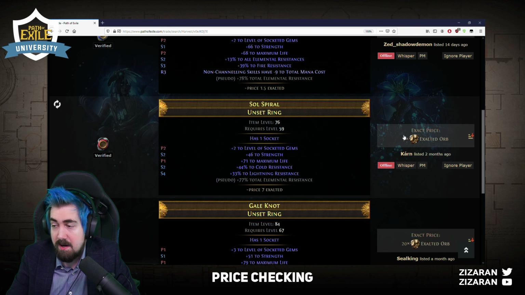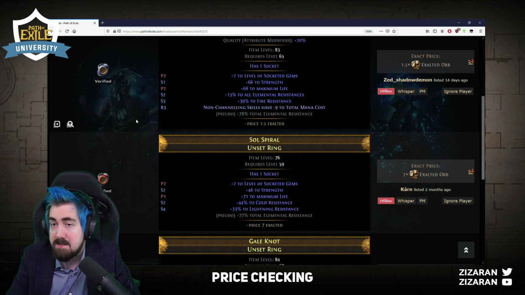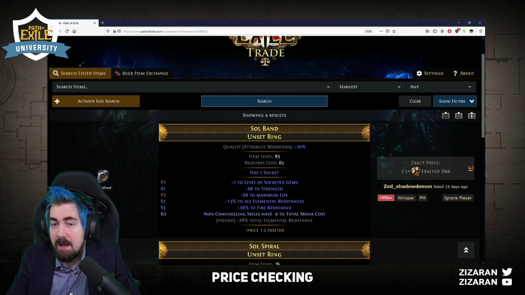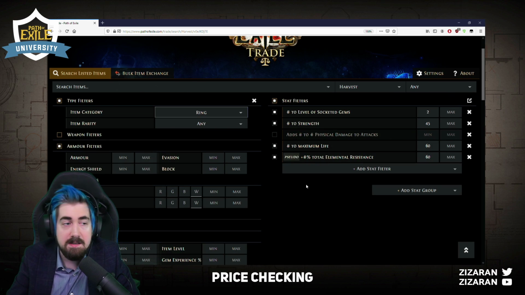This is listed too high. I would say it's probably worth, I would have tried 2 or 3x for this because it is insanely nice. But you do have to sell it, right? This never sold. 2 months ago, 7x, it never sold. The 46 strength is pretty nice. Yeah, it's a very, very nice ring. And the hardest thing about Path of Exile is figuring out exactly how much your item is worth.